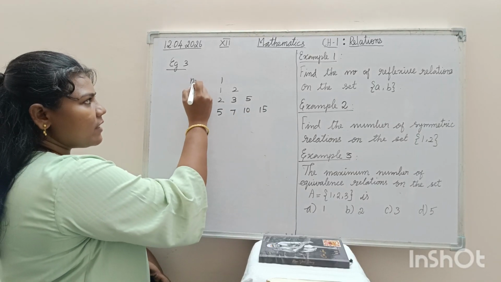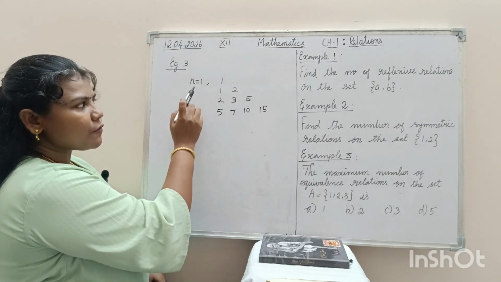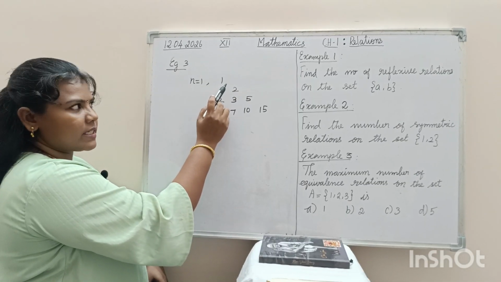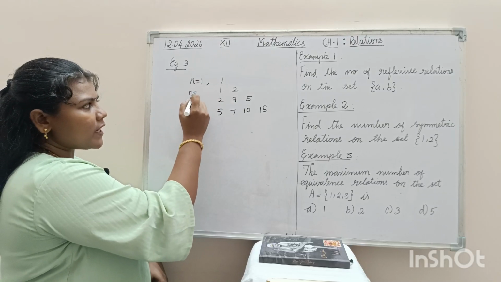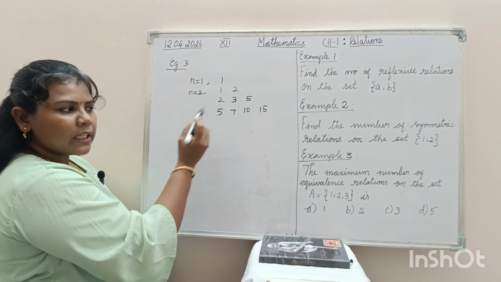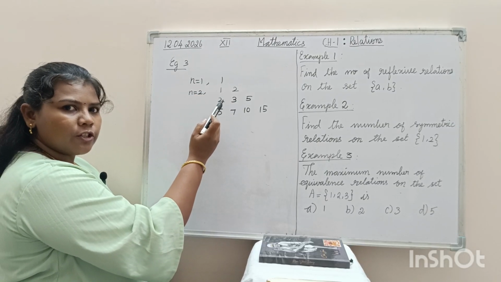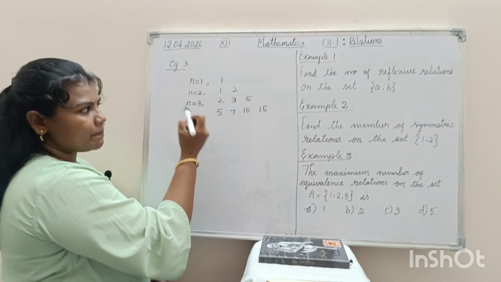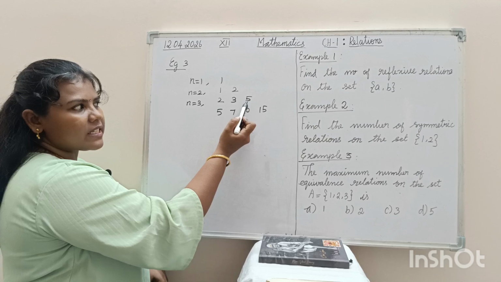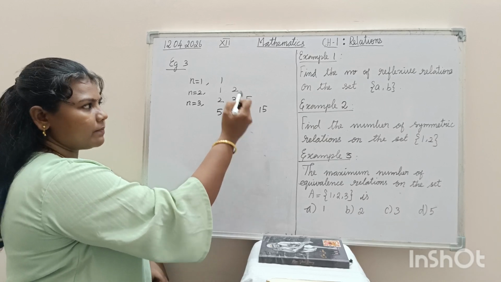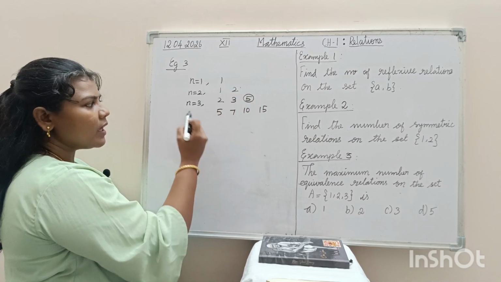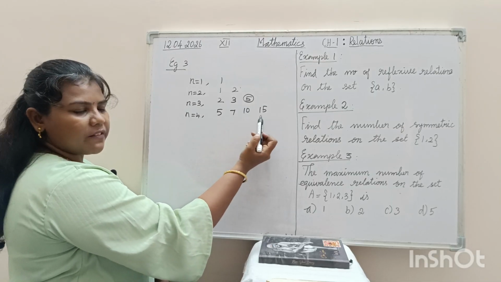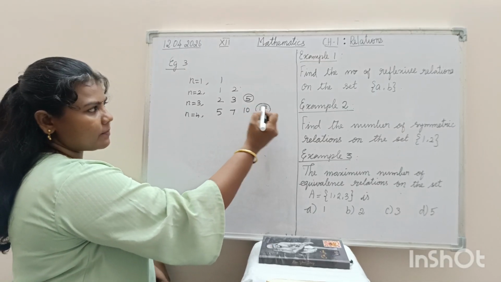Here, n is equal to 1. It means that the number of elements in the set is 1. The maximum number of equivalence relations on the set is 1. When the number of elements in the set is 2, the maximum number of equivalence relations on the set is 2. When the number of elements is 3, the maximum number is 5. When the number of elements is 4, the maximum number is 15.